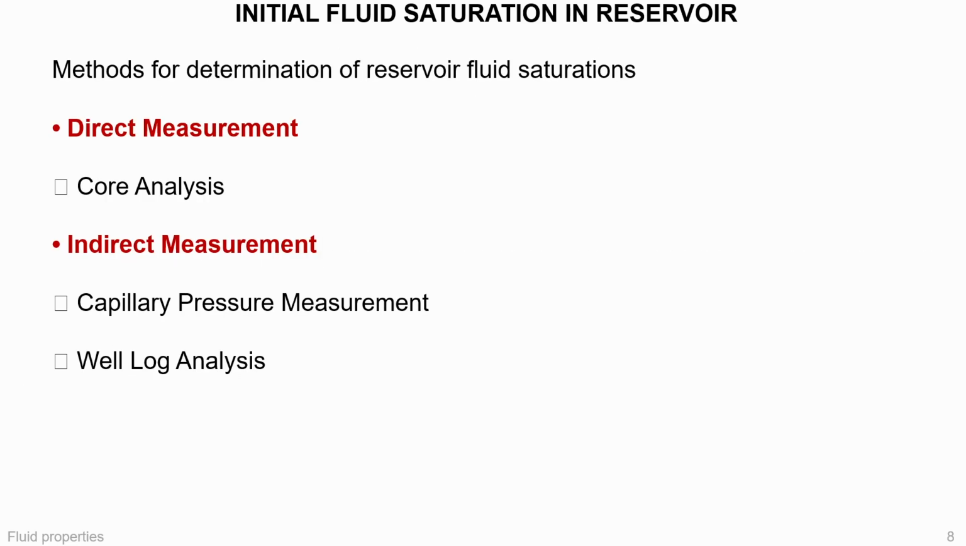There are two broad ways to determine saturations: direct methods, mainly core analysis, and indirect methods, such as capillary pressure measurements and well log interpretation. Core gives direct rock and fluid evidence but is sparse and can be disturbed by drilling. Logs are continuous but indirect. In practice, the best evaluation combines core plus logs plus capillary concepts.